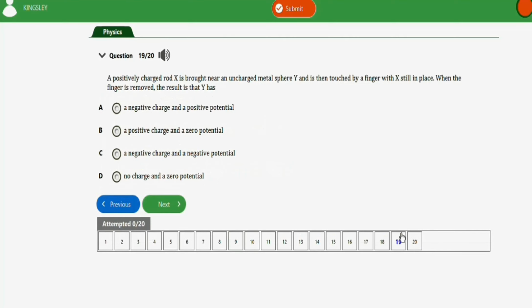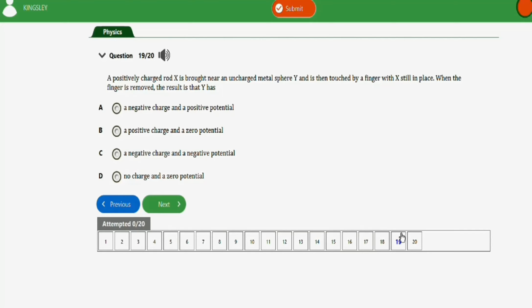Okay, the next question with this one, it says a positively charged rod X is brought near an uncharged metal sphere Y and is then touched by a finger with X still in place. When the finger is removed, the result is that Y has, option A, negative charge and a positive charge, a positive charge and a zero potential, a negative charge and a negative potential. We have option D, no charge and a zero potential. So guys, the right option will be option C, which is negative charge and a negative potential. Alright, take note of this particular question.